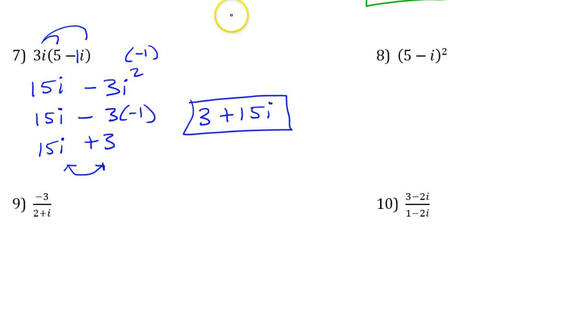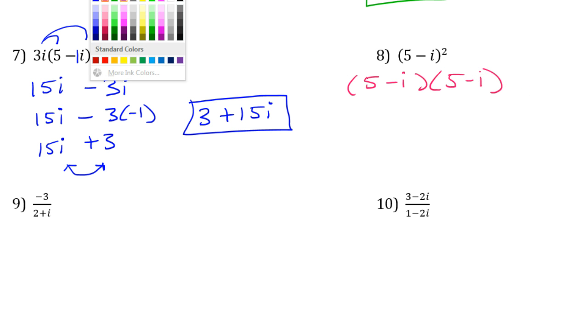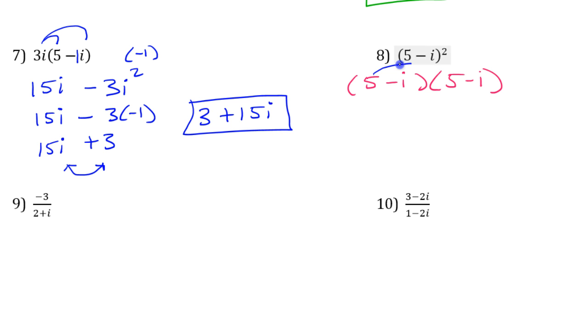Okay, looking at number 8. The key here for number 8 is don't just square these two terms. You have to write it twice: 5 minus i times 5 minus i. So you have to double distribute here. Alright, if I distribute the 5, 5 times 5 is 25. 5 times -i is -5i.